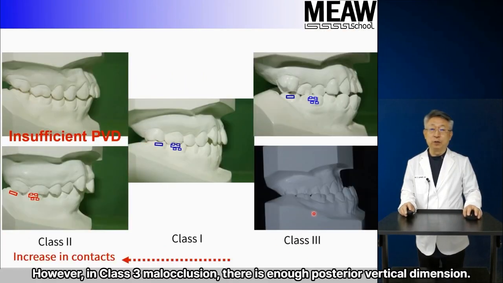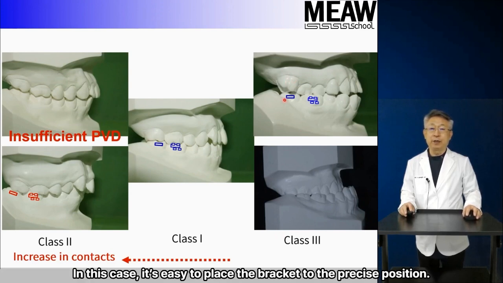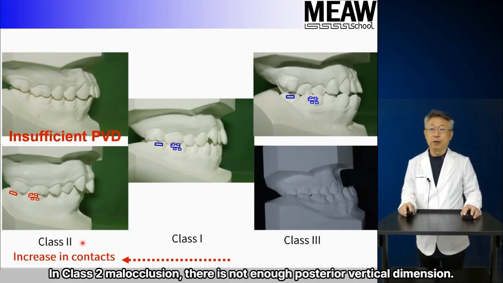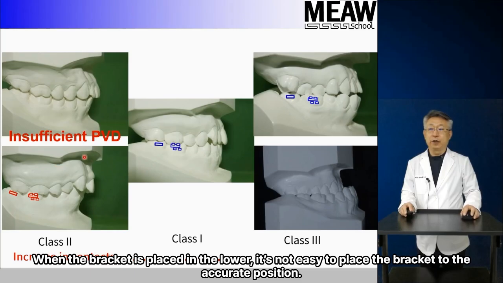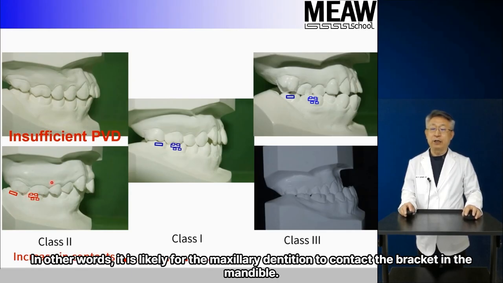However, in Class 3 malocclusion, there is enough posterior vertical dimension. In this case, it's easy to place the bracket in the precise position. In Class 2 malocclusion, there is not enough posterior vertical dimension. When the bracket is placed on the lower teeth, it's not easy to place it in the accurate position. In other words, it is likely for the maxillary dentition to contact the bracket in the mandible.